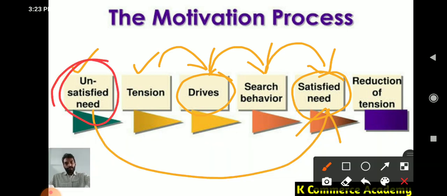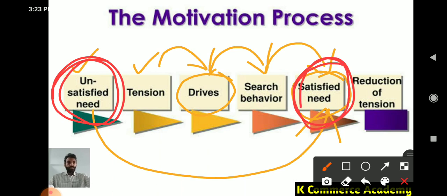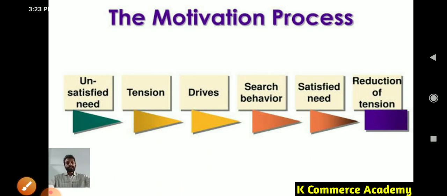If the person does not have an unsatisfied need, that person will not enter this process, and can never get motivated. As soon as this unsatisfied need gets satisfied, I will start feeling motivated, and that will reduce the tension in my mind. So what is the final stage of motivation? The final stage of motivation is the reduction of tension in the mind of a person. Okay, this is the process of motivation.